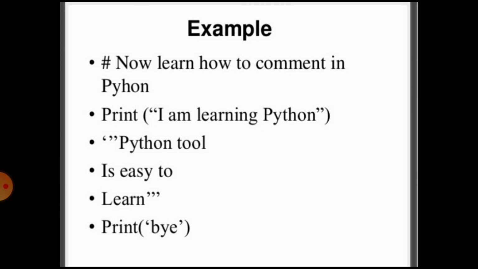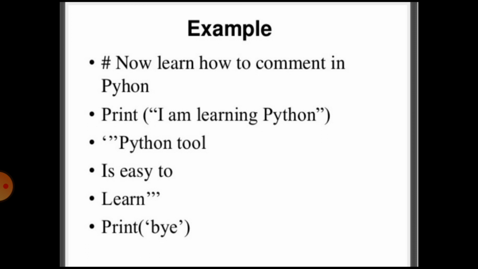Now you have learned how to comment in Python. Print "I am learning Python", then a single quote, double quote, "Python tool is easy to learn", single quote close, double quote close. Then print "bye". So here are two statements that are ignored. The first statement, "now learn how to comment in Python", is ignored by the interpreter, and "Python tool is easy to learn" is also ignored by the interpreter.